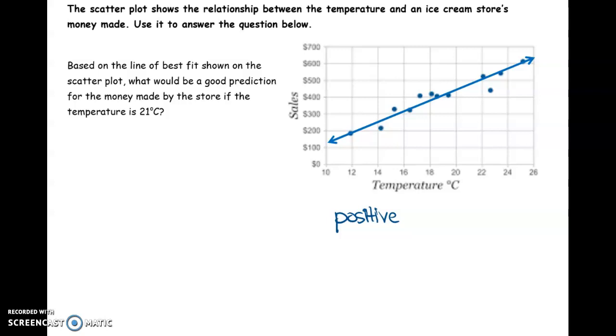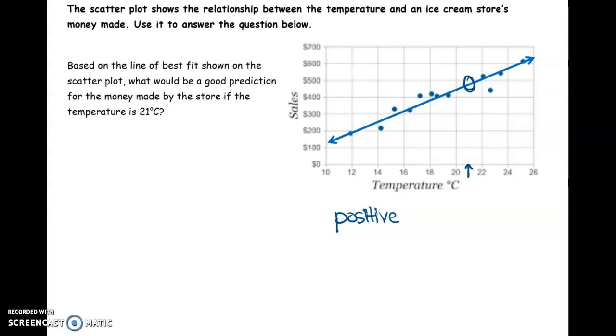What would be a good prediction for the money made if the temperature is 21 degrees Celsius? So I'm going to find 21 on the temperature axis, which is the x-axis. It's right in between here. So I'm going to look there. I'm going to trace up. Looks like it's right around there.